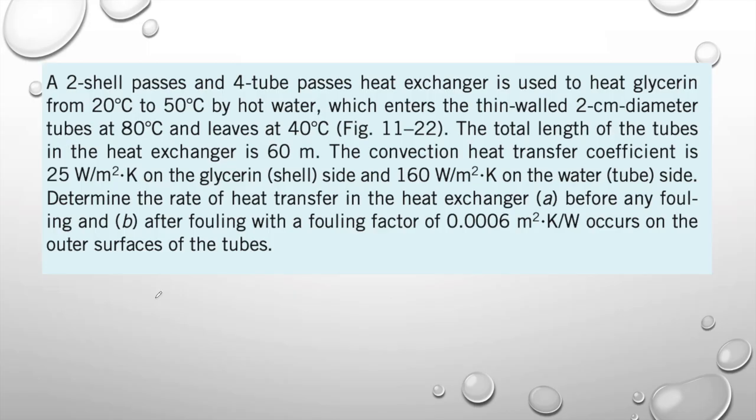So let's take a look at the question. A 2 shell passes and 4 tube passes heat exchanger is used to heat glycerin from 20 degrees Celsius to 50 degrees Celsius by hot water, which means that the glycerin is being heated up and the energy comes from the hot water. So the glycerin will be heated from 20 degrees Celsius up to 50 degrees Celsius.